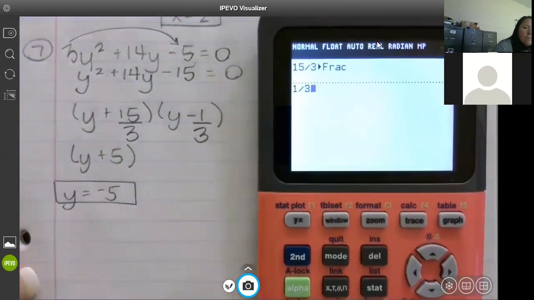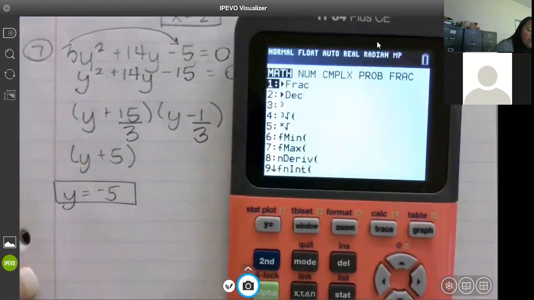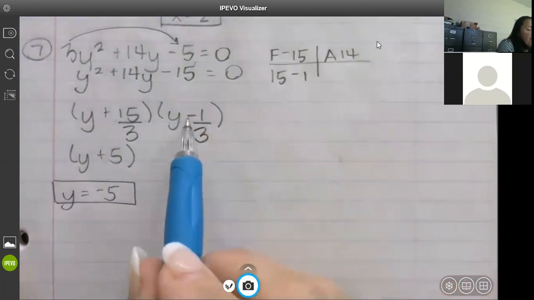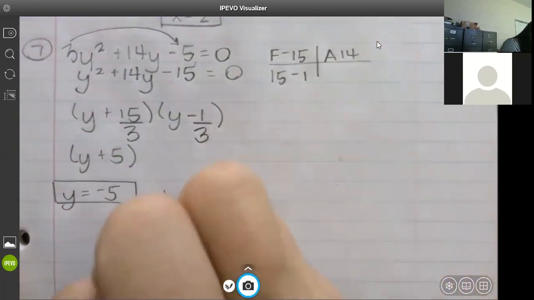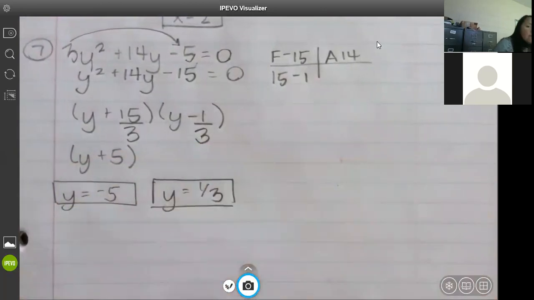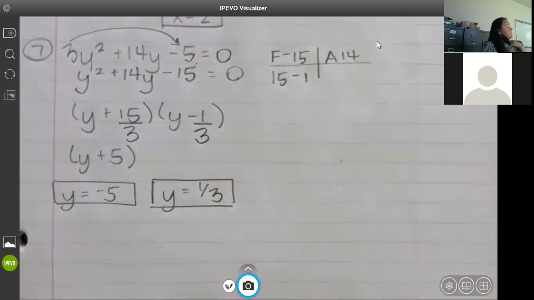On the other one, 1 divide 3. Math, enter. Still gives me 1/3. So if my factor is a negative 1/3, what's my answer going to be? Positive 1/3. That's it. Any questions? Is everybody good? You have examples. Keep the notes out while you're doing your work and compare them. Does everybody understand? All right. I'm going to stop sharing, stop recording.